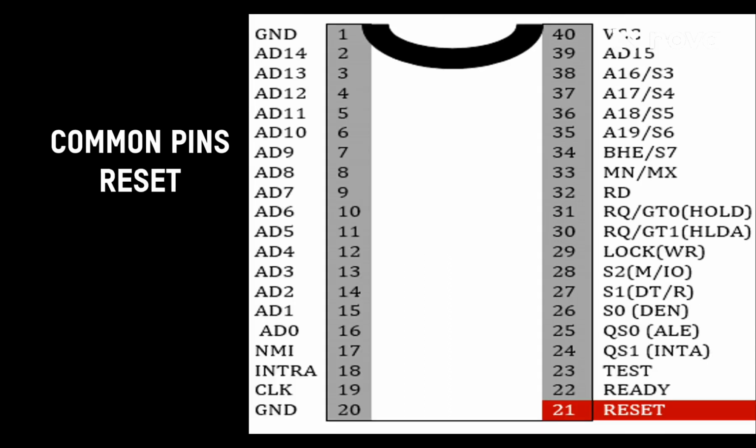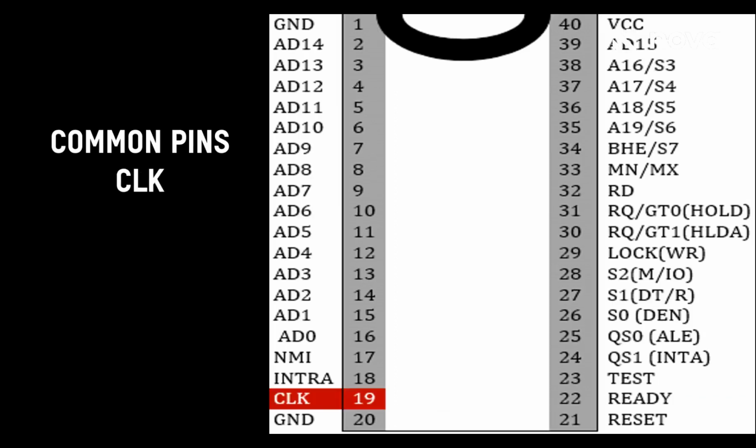Reset, input. Causes the processor to immediately terminate its present activity. The signal must be active high for at least 4 clock cycles. CLK. The clock input provides the basic timing for processor operation and bus control activity. It's an asymmetric square wave with 33% duty cycle.